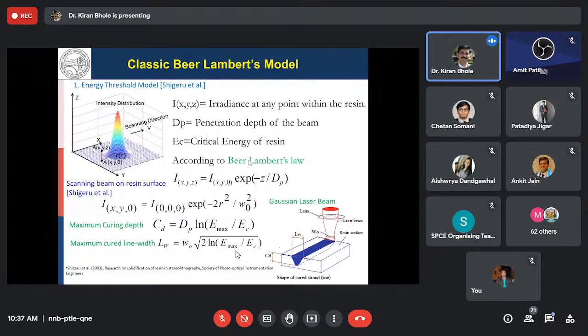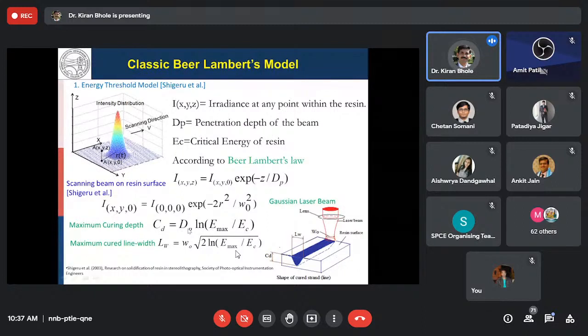You have the Gaussian intensity beam of a laser, and the laser beam is focused at the interface. Then the photopolymer resin absorbs the photons, and because of that absorption, the Beer-Lambert's law is applicable there. According to the Beer-Lambert's law, we get this energy at different locations in the photopolymer resin. Working with this Gaussian distribution and the Beer-Lambert's law, we get the Beer-Lambert's cure depth model, which is given as CD = dp log(Emax/EC).